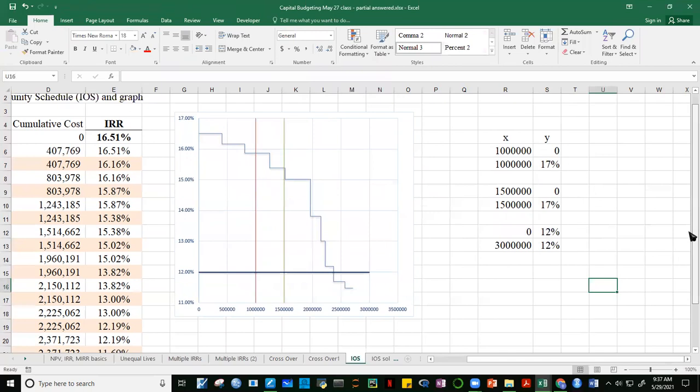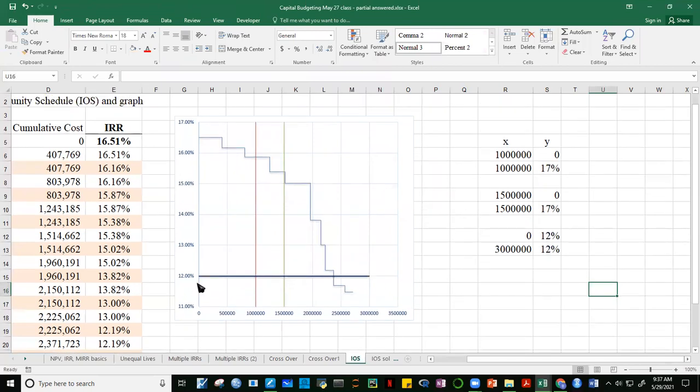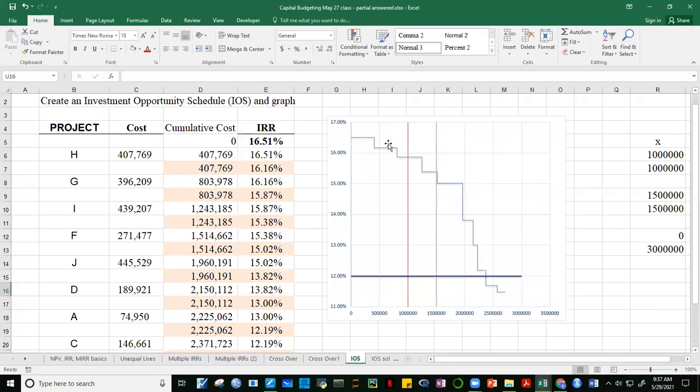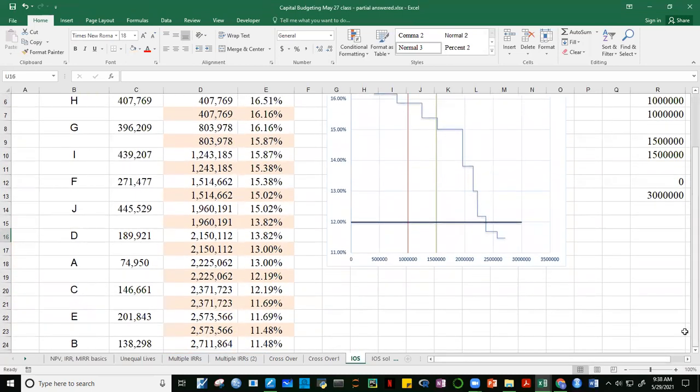So what can we learn from this investment opportunity schedule? Here we know that all the projects that have IRRs above 12% are the ones that are acceptable. So that constitutes project H, G, until project C, because project C has an IRR of 12.19. So that's this one. This is project E. Project E and B have IRRs that are lower than 12%, so they are rejected.